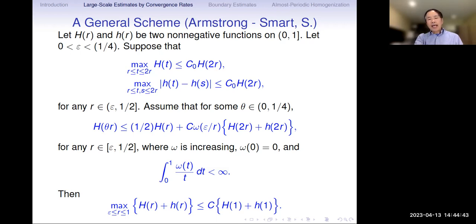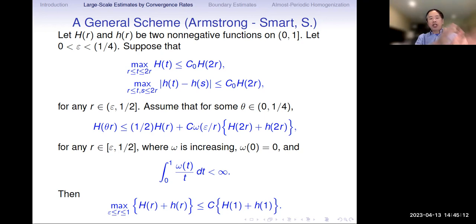Okay, the second condition is on little h of t. This says that for two numbers between r and 2r, little h of t minus little h of s, their difference, is also controlled by H of 2r up to a constant. Okay. And the third condition is related to what we just mentioned a few slides ago.